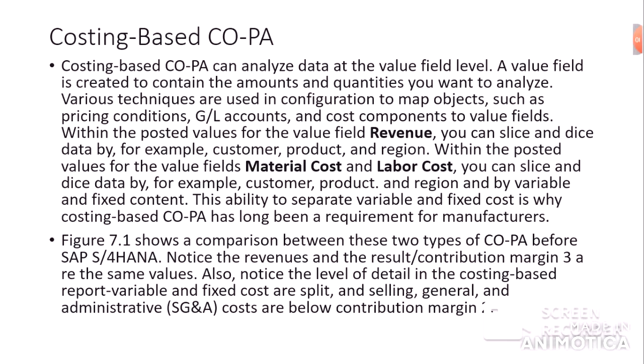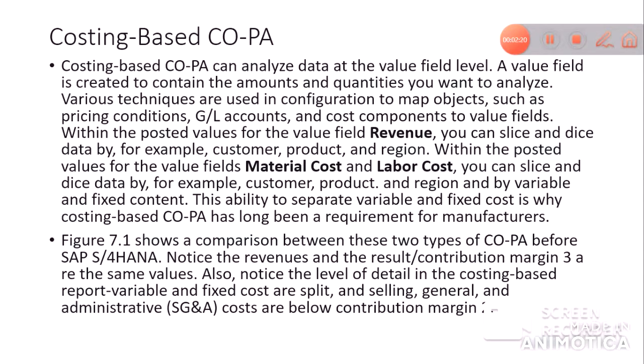So the figure shows a comparison between these two types of COPA before SAP S/4HANA. Notice the revenues and the result or contribution margin are the same values. Also notice the level of detail in the costing based report. Variable and fixed cost are split and selling, general and administrative costs are below contribution margin.